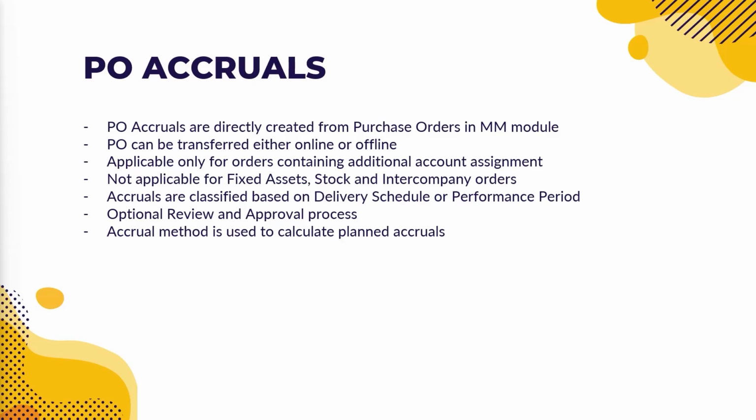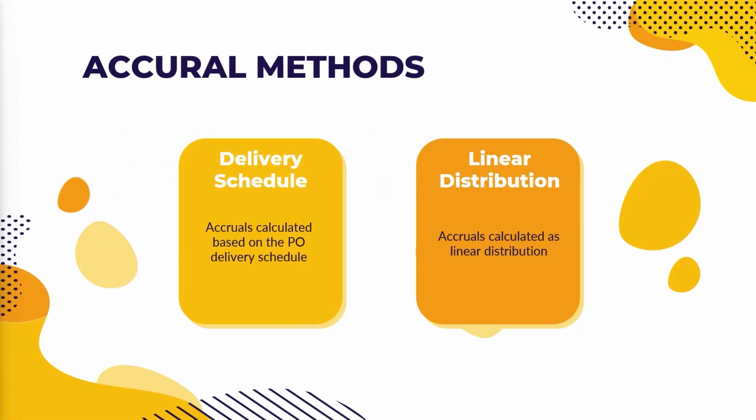An accrual method, as we discussed earlier in case of manual accruals, is used here also to calculate the planned accrual amounts. There are two types of accrual methods in purchase order accruals. One is delivery schedule based, the other is linear distribution. Delivery schedule means that depending upon the planned delivery dates mentioned in the purchase order, the system understands that the delivery is supposed to happen according to those dates and it distributes the total accrual amount into these different time buckets. In case of linear distribution, the system will not consider these planned delivery dates, but rather it will consider the first and the last delivery date. That means it will understand the start and end life of this accrual object, and the total accrual amount is distributed into equal periods in that validity period.